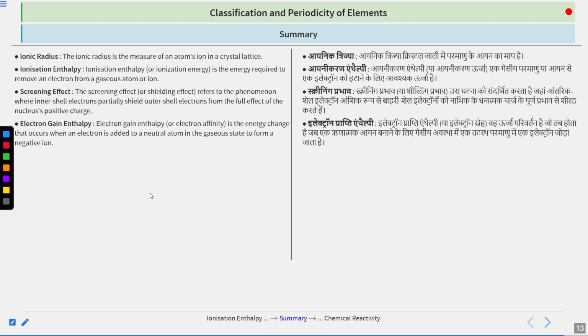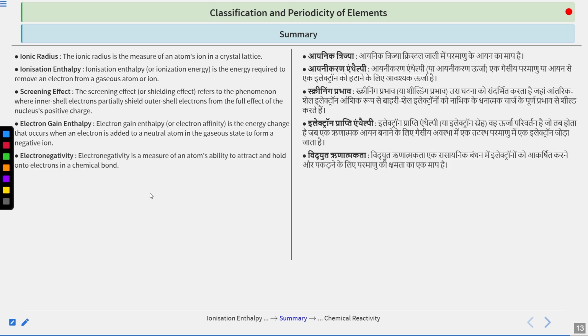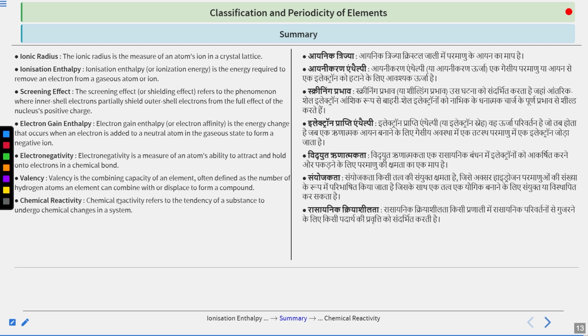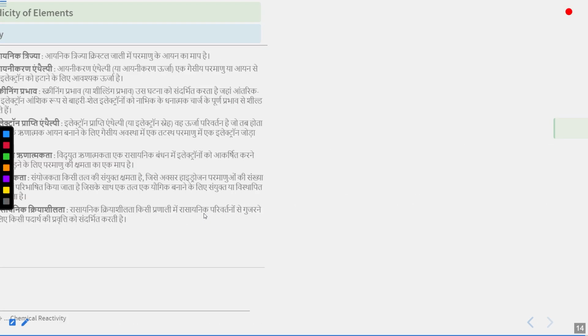Electron gain enthalpy is what? It is the energy change on addition of an electron to a gaseous atom. Electronegativity is the tendency to attract the shared pair of electrons towards itself. Valency is what? It is the combining capacity of an element, often defined as the number of hydrogen atoms it can combine with. Chemical reactivity refers to the tendency of a substance to undergo chemical changes.